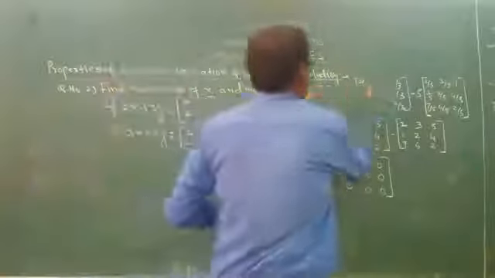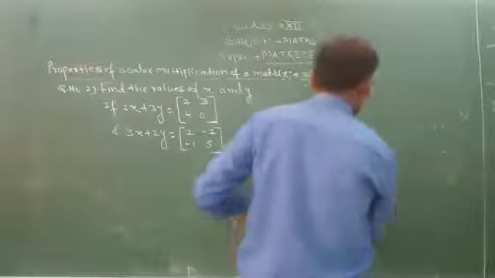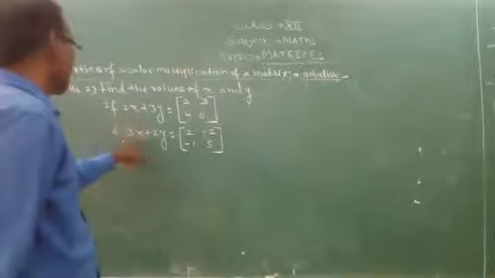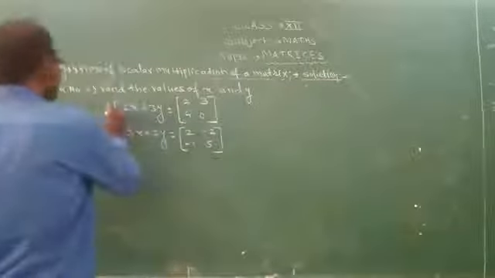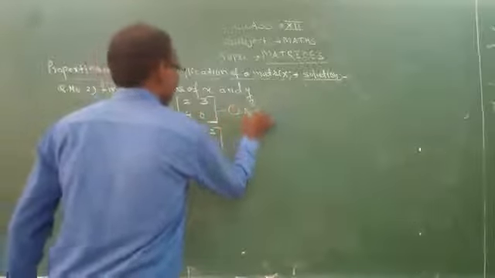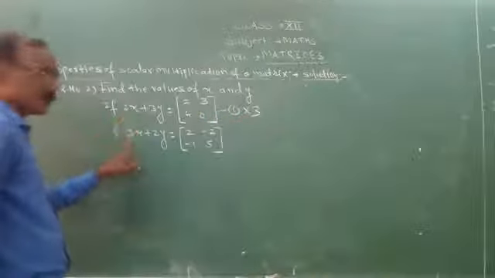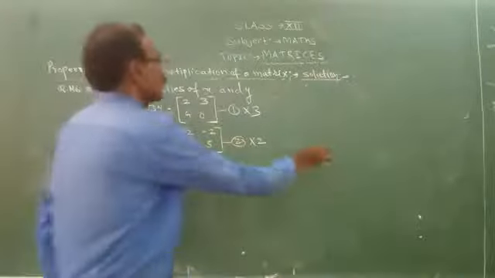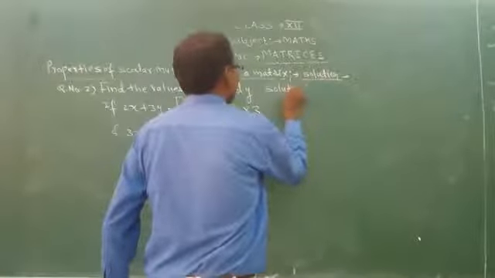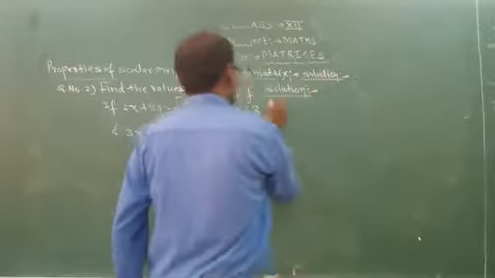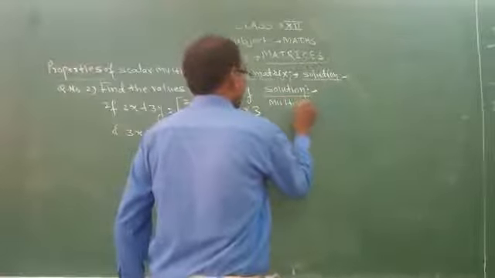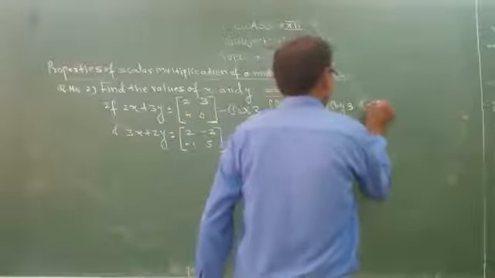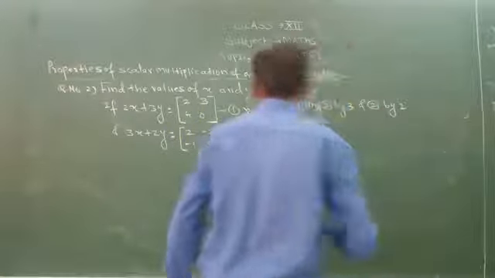So let us solve this. We have to find the values of x and y. We can use the method of equating coefficients. Here it is 2x, here it is 3x. So I am multiplying the first equation by 3, so it will be 6x. I am multiplying the second equation by 2, so it will also be 6x.